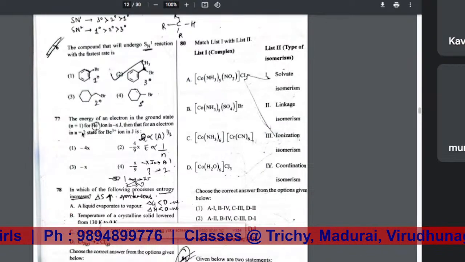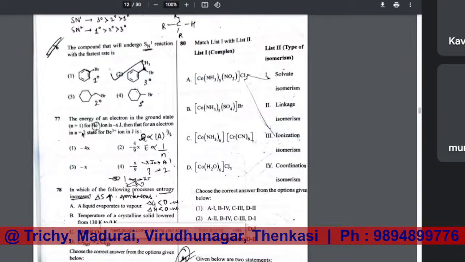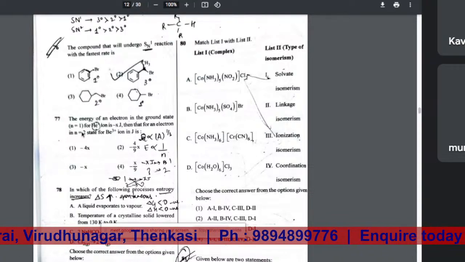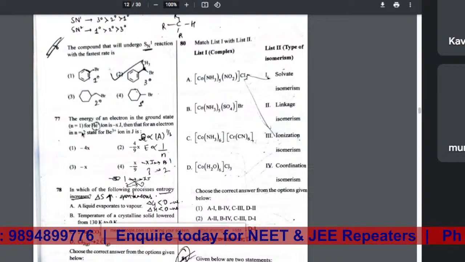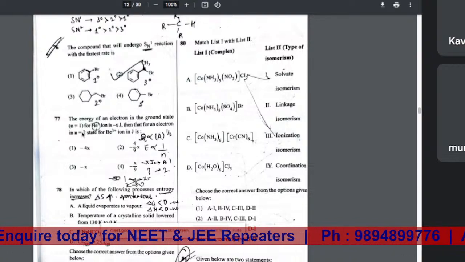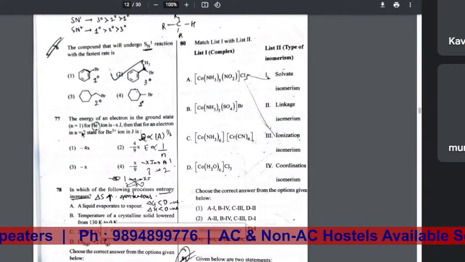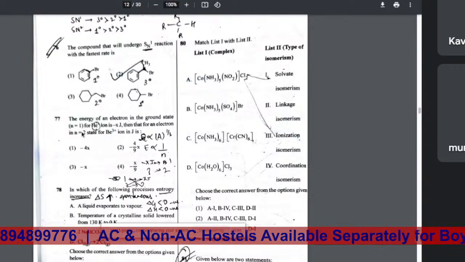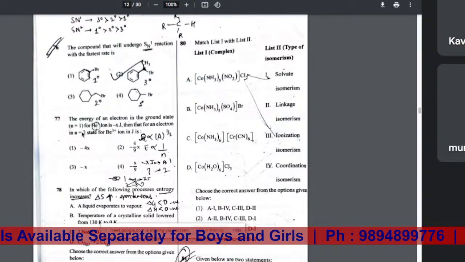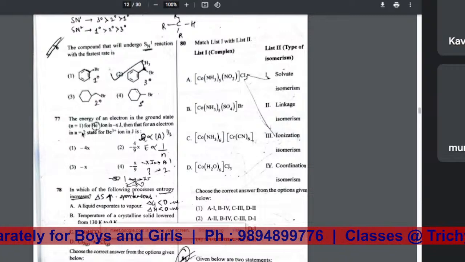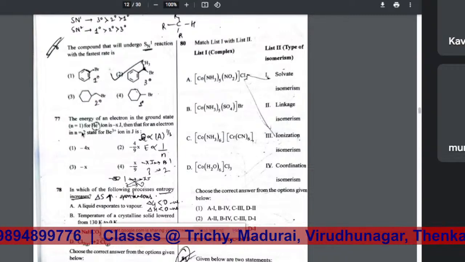Question number 77. The energy of an electron in the ground state, n equal to 1, for helium ion is minus x joule. Then that for an electron in n equal to 2 state for beryllium 3 positive ion in joule is. So first we will calculate the energy separately. We have the formula E is equal to minus 13.6 Z square by n square electron volt. Okay, this is the energy formula. Now first we will check in ground state for helium. Helium's atomic number is 2. 2 power 2 means 4. So minus 13.6 into 4 will come. n is equal to 1 here.